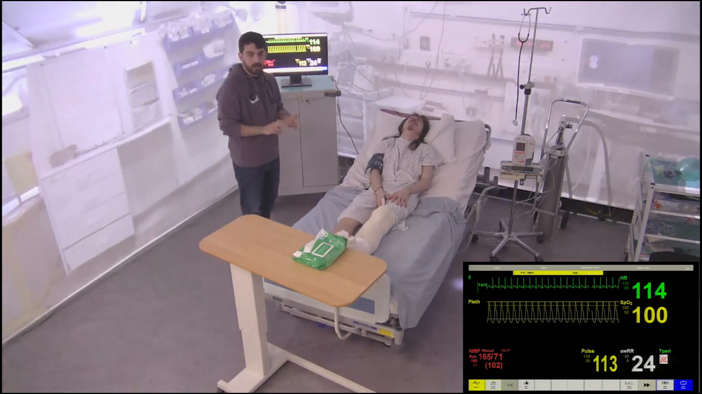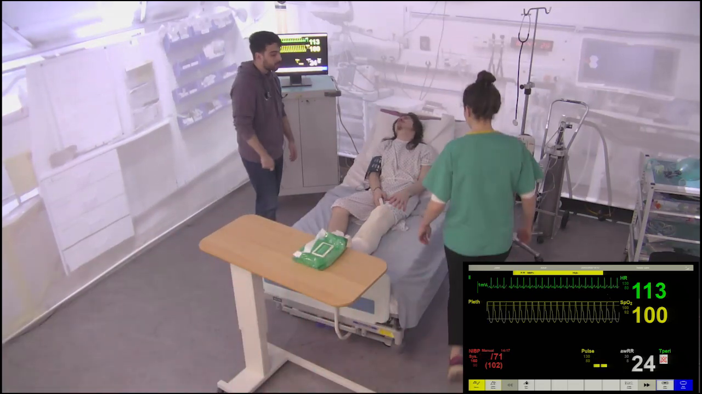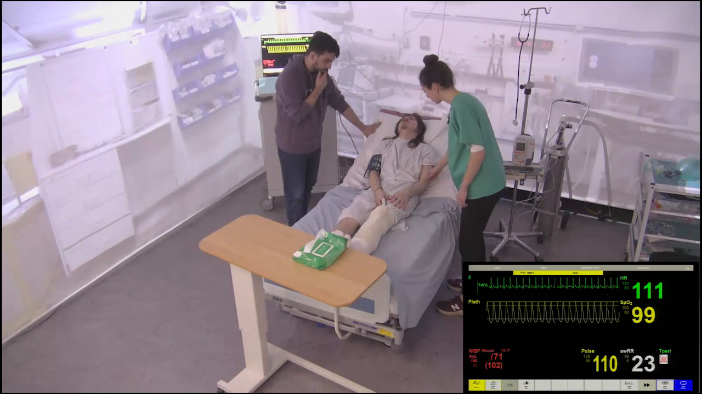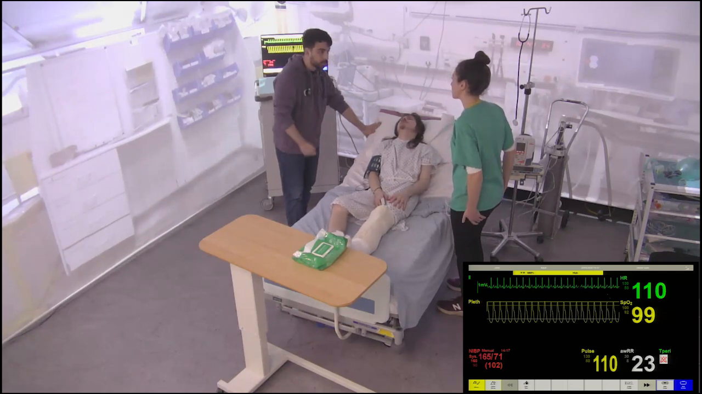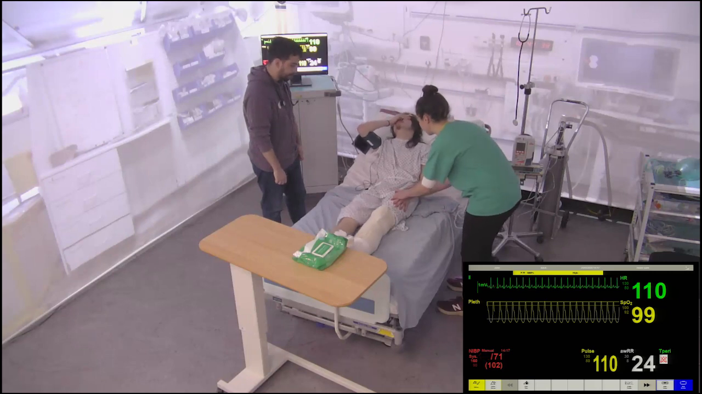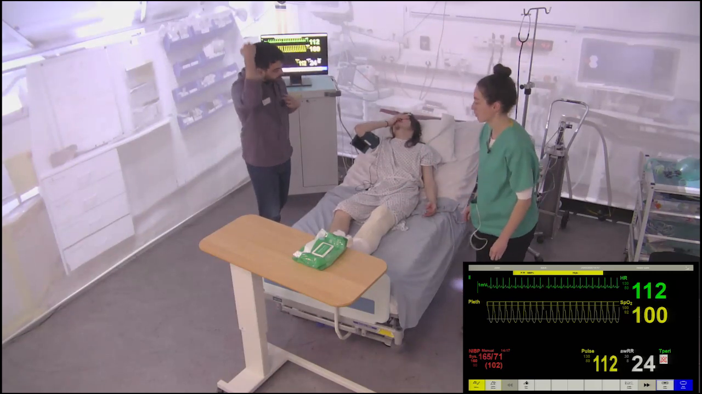So chest is clear. Let's just do respiratory rate. Can you just count his respiratory rate? Yeah, his resp rate was 24. 24. Okay. Just checking whether he's got a fever on. No, I'll just get a cannula in. Okay, well, we do the cannula.